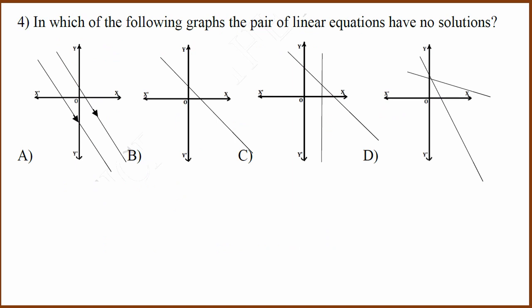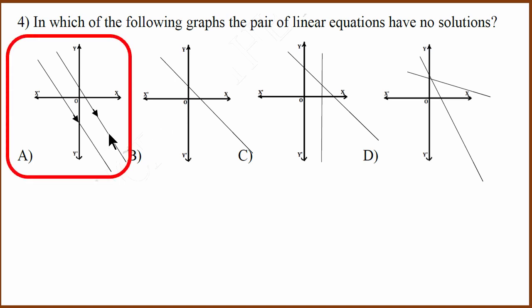Now, in which of the following graphs does a pair of linear equations have no solution? Yav line alli no solution anta ಹೇಳ್ತಾ ಇದ್ದಾರೆ. Now, parallel lines idre, they don't have any solution. So the correct answer is A. All other cases, like this has one solution, this has one solution. This, not really sure, but at least this, there is no solution because it's a parallel line.